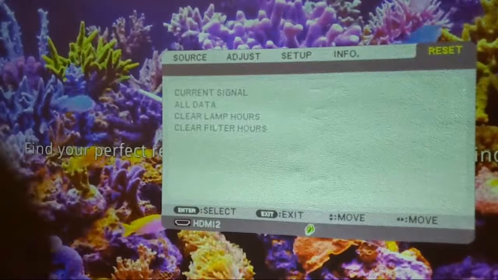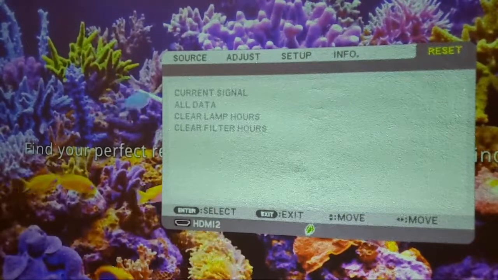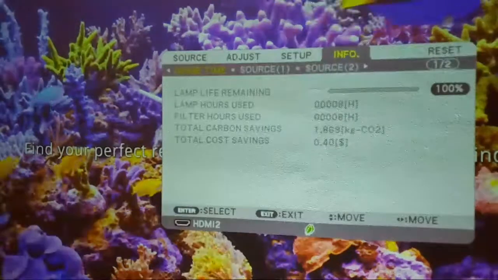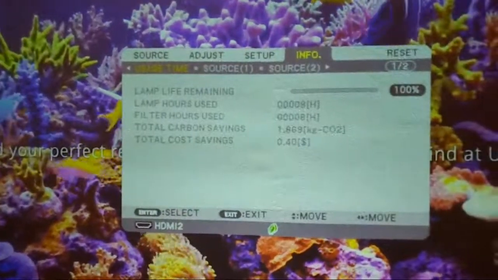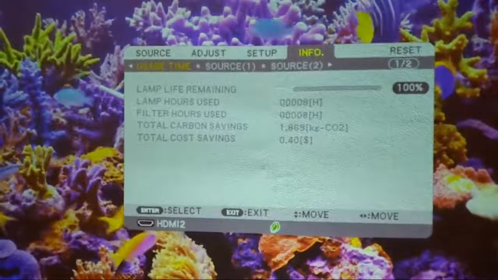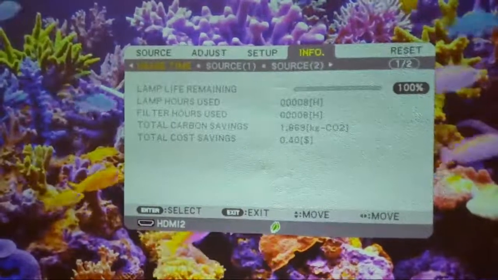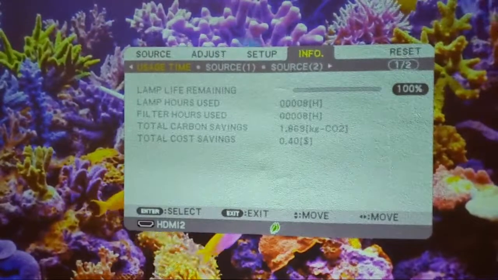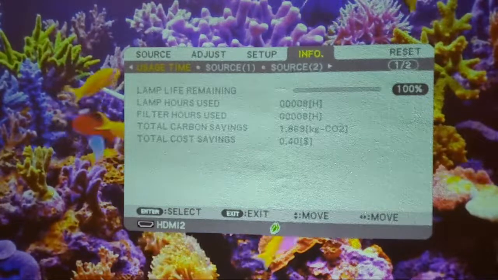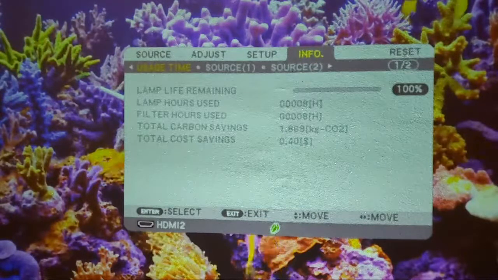Now let me show you the info on where mine's at. This is a brand new lamp, mind you. I just installed it last night, yesterday. So if I go back to info, as you can see, mine's showing 100%. Usually if you see that, that's a bad sign in any projector because that means your lamp life is done. And usually when you hit about that much, you should have a red indicator flashing on your projector, or on your screen, popping up saying, hey, look, your lamp is about to expire.